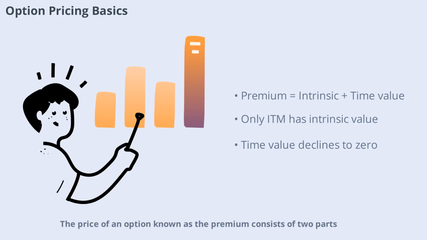The price of an option, known as the premium, consists of two parts: intrinsic value and time value. Intrinsic value is the amount by which an option is in the money. Only ITM options have intrinsic value. ATM and OTM options have zero intrinsic value. Time value is the extra amount buyers are willing to pay for the possibility that the option will become profitable before expiry. The longer the time to expiry, the higher the time value.